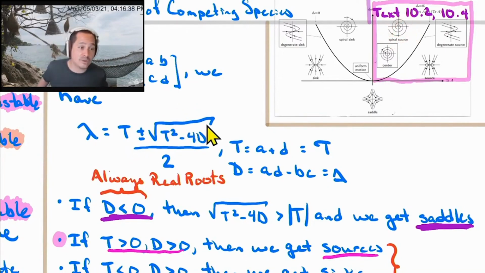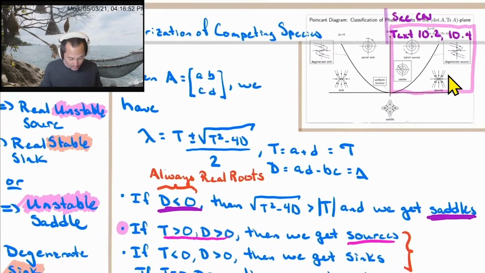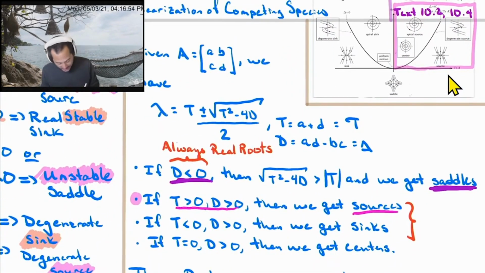And then if I continue the arguing, I'm going to find that all of the sources are relegated to the first quadrant. Okay? I could go back through these arguments, look at what happens when t goes negative, and what I will find is that when t goes negative and the determinant is positive, which puts me in quadrant 2 of the trace determinant plane, I will get sinks.